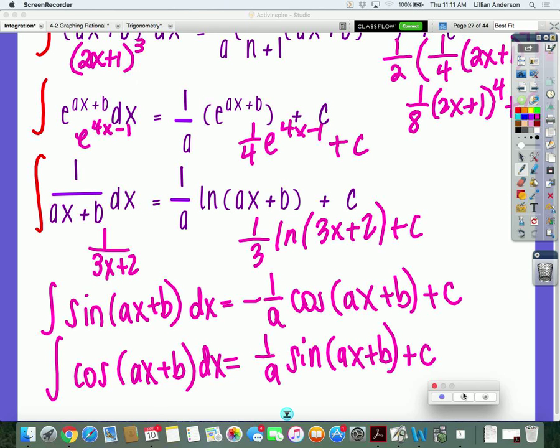Seriously? Nobody. So do add these into the special cases. Again, these are not in your reference booklet, okay? And also realize that substitution method could also apply to your trig functions as well, because the antiderivative of sine is negative cosine, and the antiderivative of cosine is sine. Okay? So back to your whiteboard.